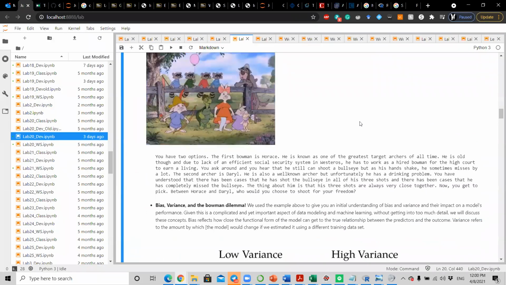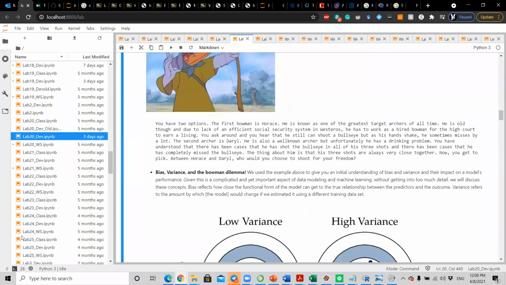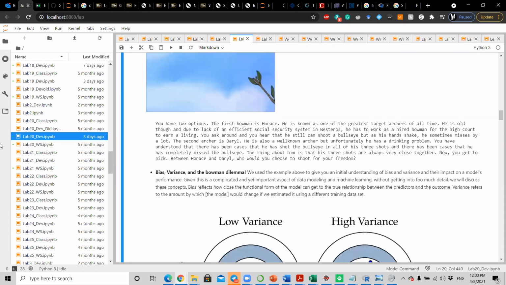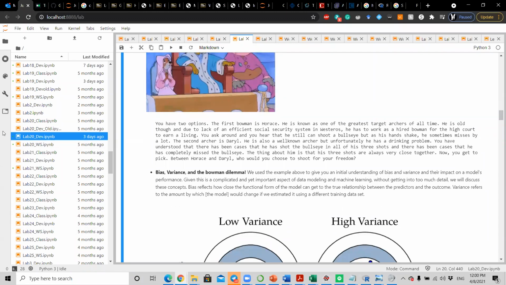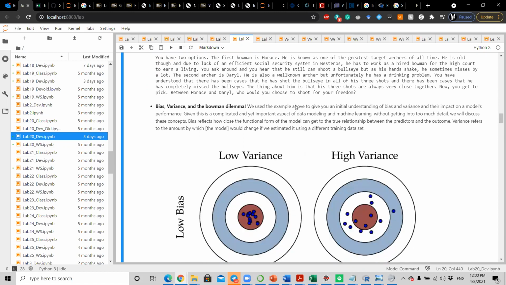Now, let us move on to bias, variance, and the Bowmen dilemma. We use the example above to give you an initial understanding of bias and variance and their impact on the model's performance. Given this is a complicated and yet important aspect of data modeling and machine learning, we don't want to get into too much detail, but it's always good for you to have some kind of understanding about it.